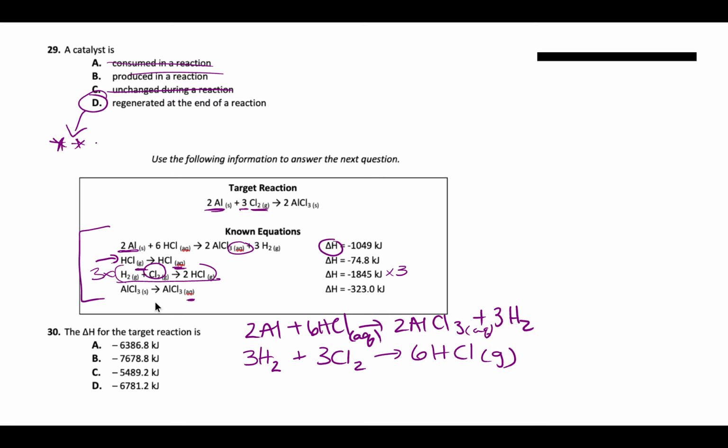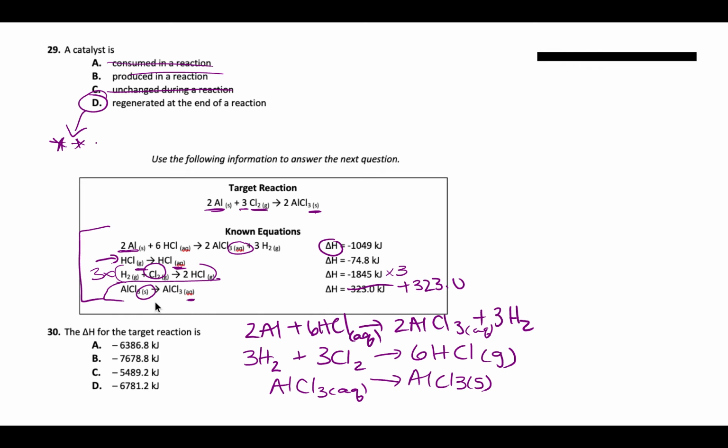So this last one is showing me what I need. I need the solid state of AlCl3, and in this target, my solids are on the reactant side. So I'm going to flip that reaction and have the aqueous first, and then AlCl3 solid is on the product side now. And because I flipped it, this reaction is now positive. So positive 323.0. Okay, so then the last one I have to deal with is HCl aqueous.